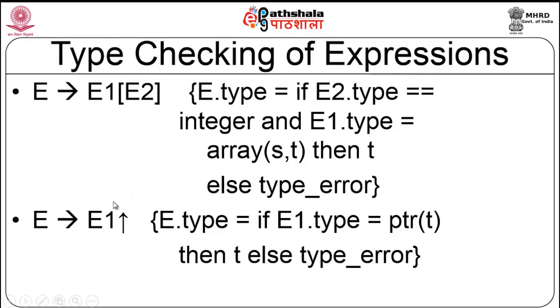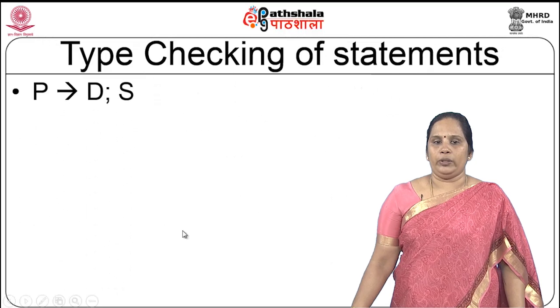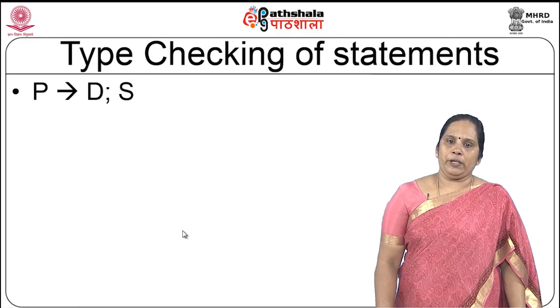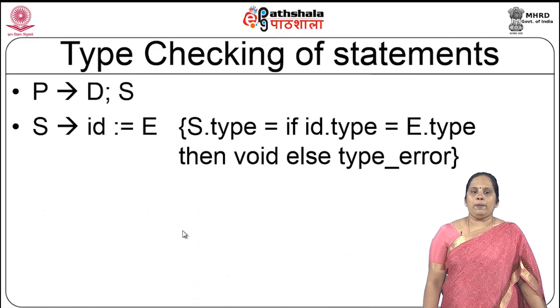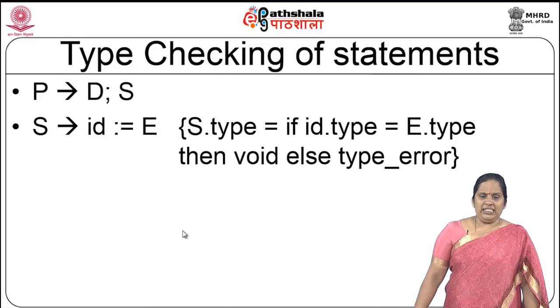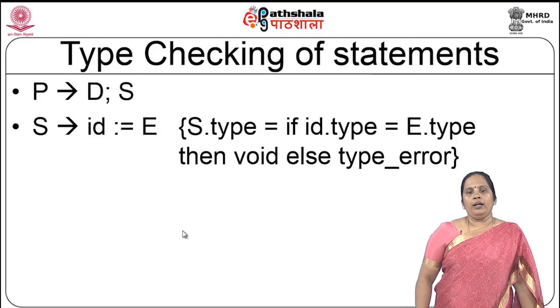So here I am checking whether E1.type is equal to pointer of t. If that is true, I will return t, else I will return error. So that is it with respect to type checking of expressions. Now the next one is type checking of statements. Statements can have a type void if the statement is correct, or it will have a type error if the statement is incorrect.